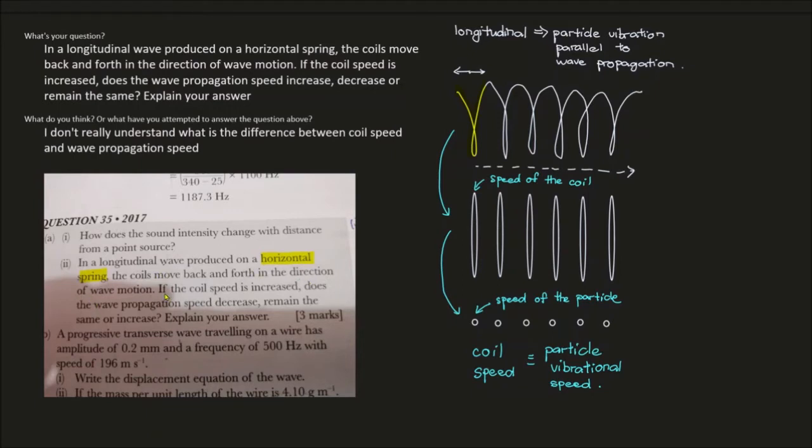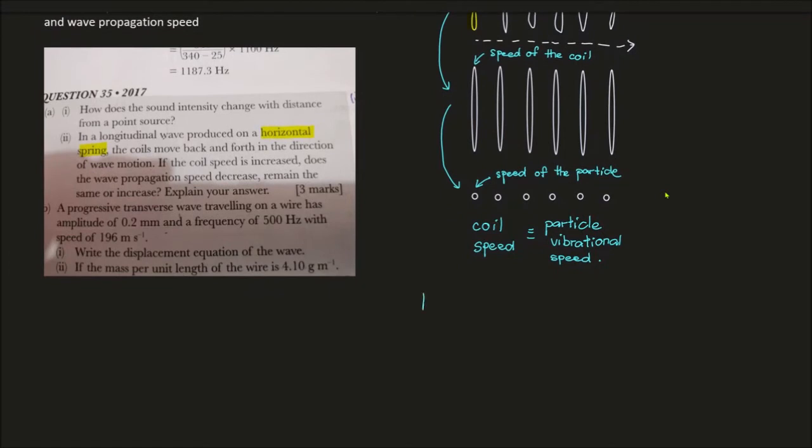So until now, this is just a general statement. Longitudinal wave, particle moves back and forth in the direction of wave motion. If the particle speed is increased, does the wave propagation speed decrease, remain the same, or increase? So they're asking if this particle vibrational speed increases. So let me move down a little bit. So if particle vibrational speed increases, what will happen to the wave propagation speed? So it's either that it increases, or it decreases, or it remains the same.